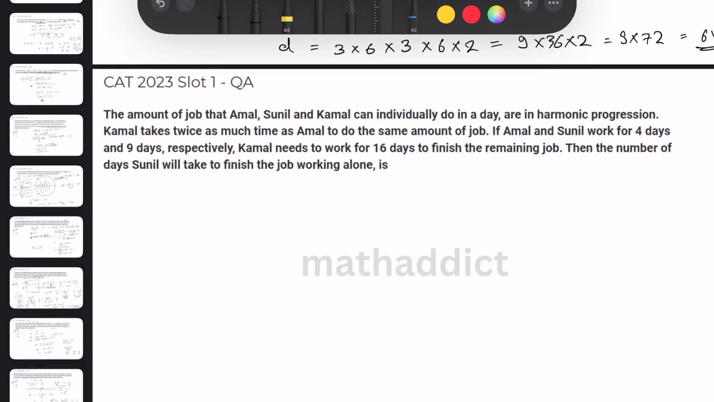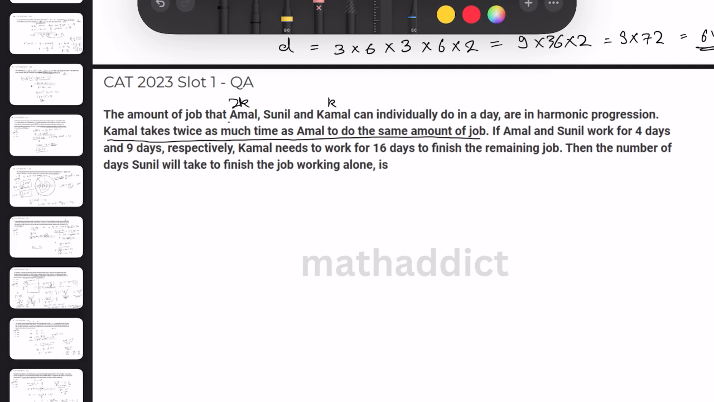Okay, so in this we'll start with this fact that Kamal takes twice as much time as Amal to do the same amount of job. So basically Amal is twice as fast as Kamal. So let Kamal's work per day be K. So Amal's becomes twice of that, that is 2K.